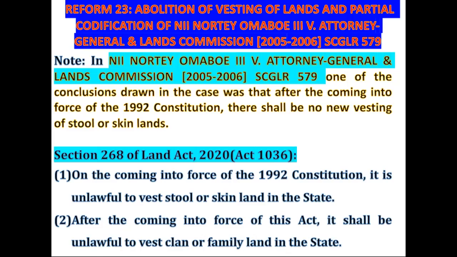So the voice we heard in Ninote Umabu, the third and Attorney General, the Osumanche Layout case, has been given statutory blessing under Section 268 of the Land Act 2020, Act 1036, that now we don't have any vesting of land in Ghana. That's the 23rd reform we have discussed in this lecture.